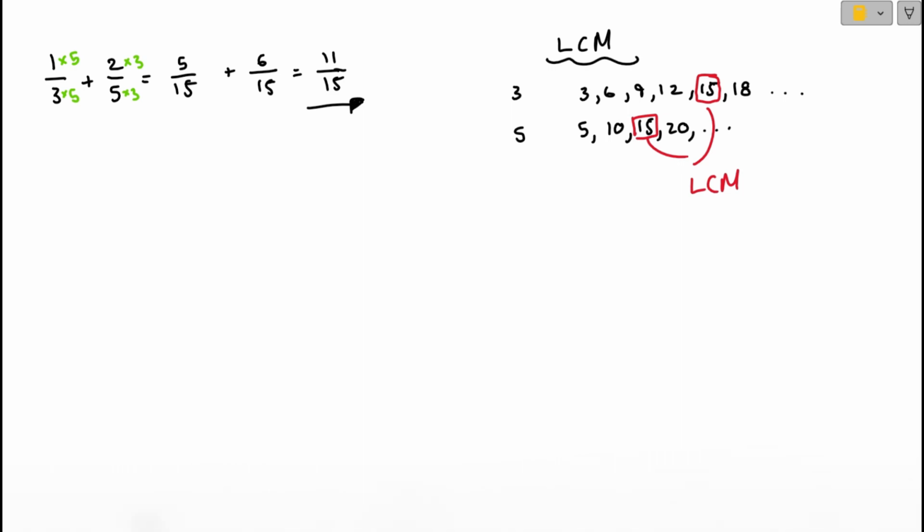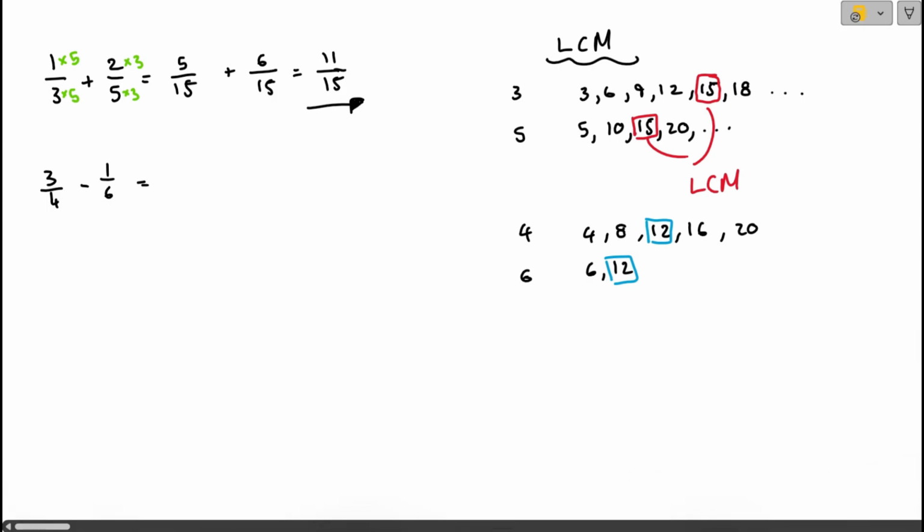Okay, let's look at another question. 3 over 4 minus 1 over 6. Okay, if I were to look at the multiples of 4 and 6. So I have 4, 8, 12, 16, 20. So we have 6, 12. Okay, here we go. I can actually see that the lowest common multiple will be 12.